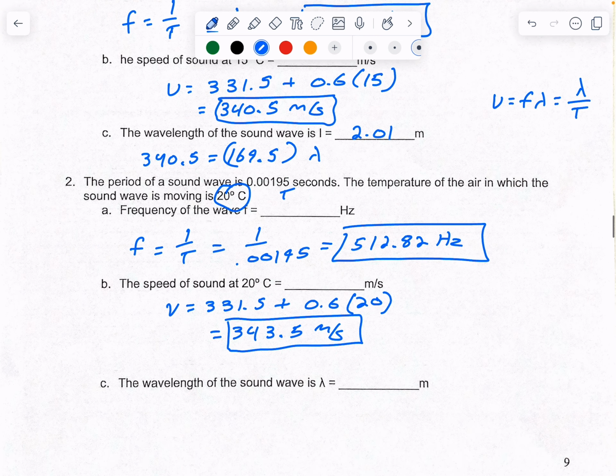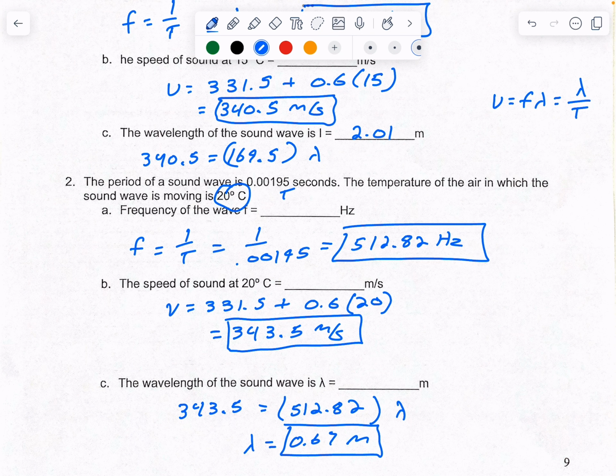C, what is the wavelength? Again, whichever way you want, I'm going to do V equals wavelength times frequency. So V is 343.5 equals frequency, which is 512.82, times wavelength, which we don't know. Divide both sides by 512.82, and you get a wavelength of 0.67 meters. The whole goal is to show you the steps there.